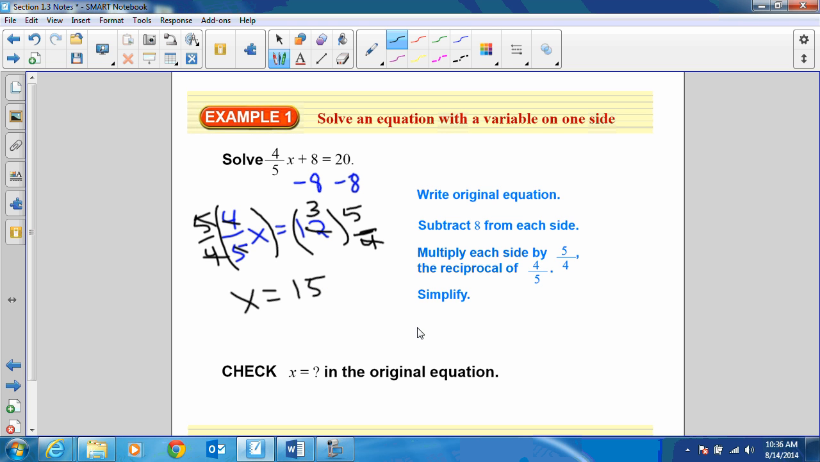Either way works, okay? If you plug that back in, I'll allow you guys to check your work on your own. I can do it in my head. 4 times 4/5 will be... I mean, 15 times 4/5 will be 12. 12 plus 8 is 20. So you can see it works. But you need to check your work to make sure you do it right. It's very important that you do that and prove that you know the right answer.